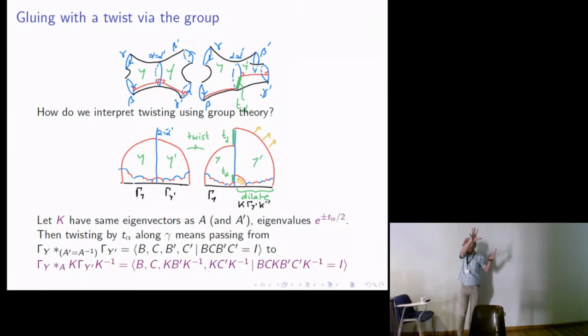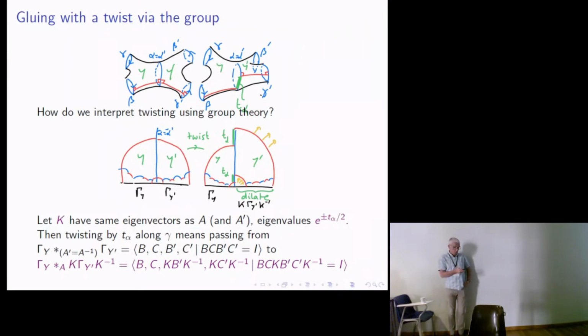That's what translating along that geodesic by a hyperbolic distance of t alpha would be. I would dilate over that. So that dilation is just a hyperbolic isometry with the same axis as A. So it's something in the centralizer of A. And so I conjugate my right-hand group by that, and then I can still glue using the free product with amalgamation. So what I've done here is I've just translated everything in the Fenchel-Nielsen twist language into purely combinatorial group theory language.